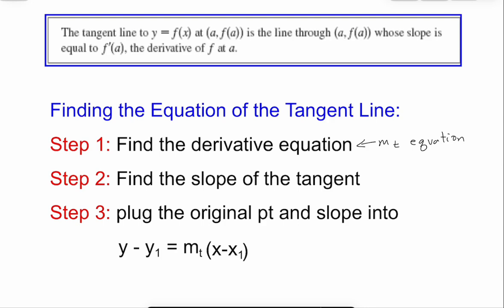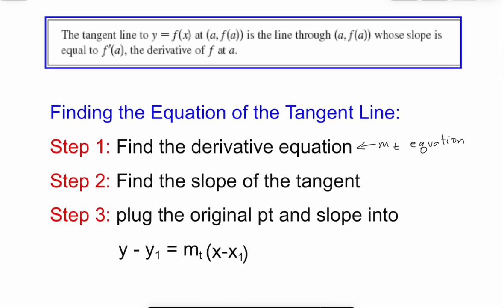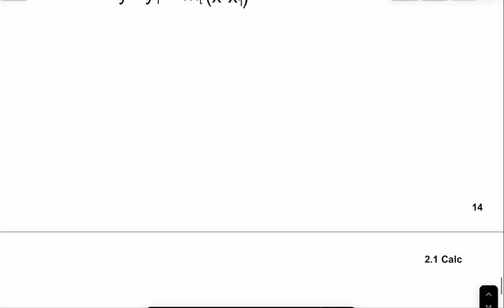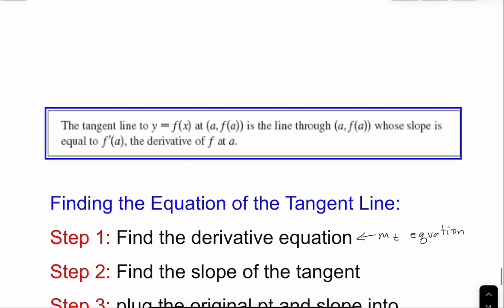Okay. So again, you're going to find the derivative equation. You're going to then plug your number in to find the slope. Once you have a point and the slope, it's like any point-slope problem. We just use the point slope formula. Everybody done with that?